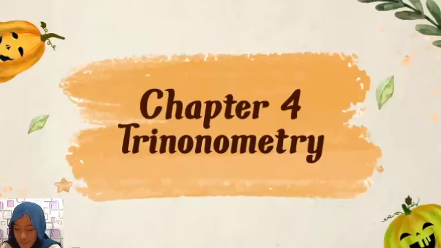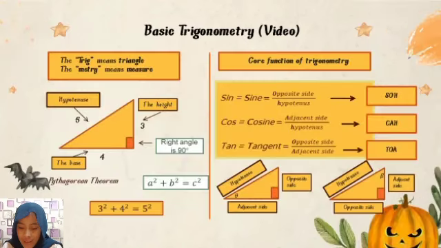Next, I will explain the video about basic trigonometry. Trig means triangle and metry means measure. We can see a triangle with the height, the base and the hypotenuse, with a right angle of 90 degrees.